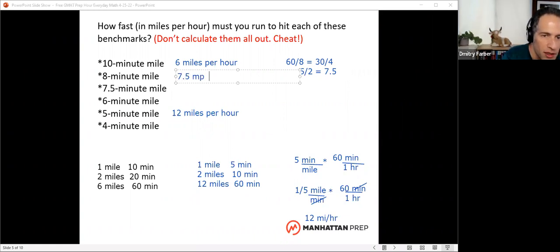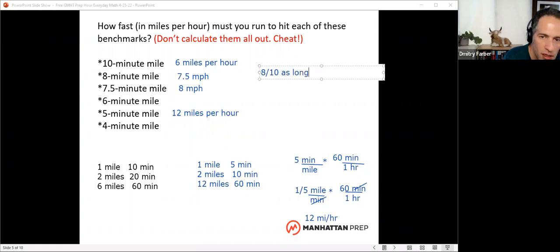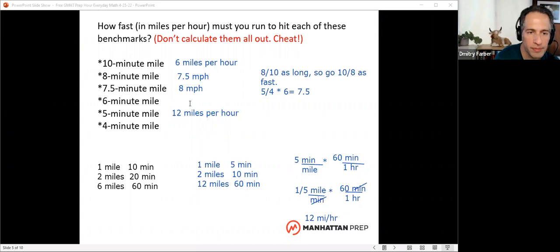And then I would know from there that to do 7.5, I would need to go 8 miles per hour. But I could also do these proportionally. I could say that this 8-minute mile is 8/10 as long. So I need to go 10/8 as fast, right? 10/8 is 5/4 times 6, right? And then I would get 7.5. And so I could do this kind of thing.